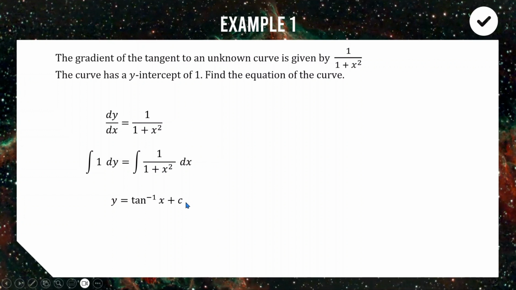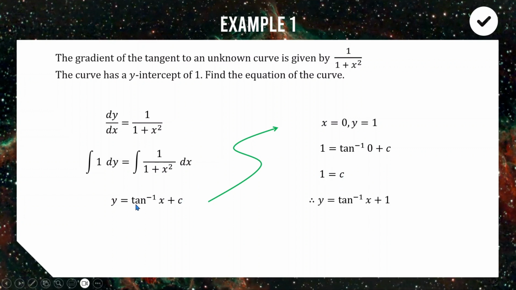Okay, now we're going to use our initial conditions or our extra information in the question to figure out what this constant is. It says we have a y-intercept of 1. I can interpret that as saying that when x is equal to 0, the value of y is equal to 1. So x is 0, y is equal to 1. Let's substitute that into our equation, and we get 1 is equal to tan inverse of 0 plus the constant. Now, tan inverse of 0 is just 0, so we get 1 is equal to 0 plus c. That tells us our constant is 1, and we can sub that back into our equation over here and get our answer of y equals tan inverse x plus 1.